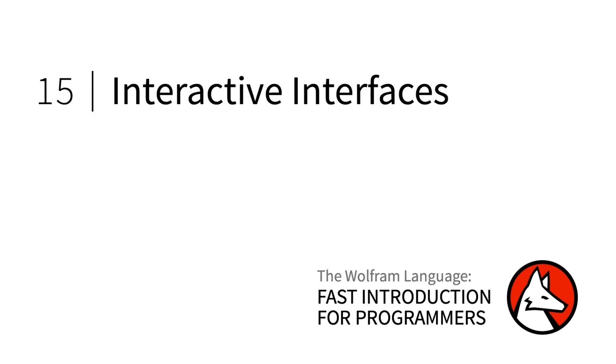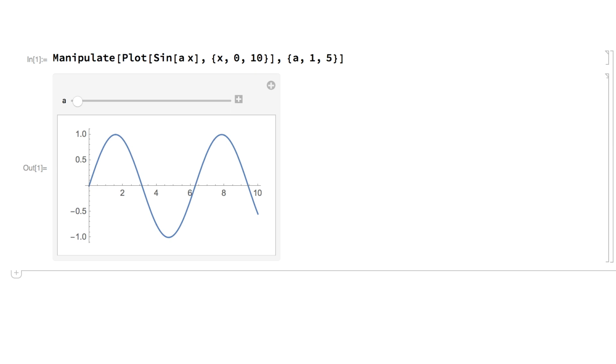This section is about setting up programs that have interactive interfaces with interactive controls like buttons and sliders for controlling the program. An easy way to get a complete interactive program is with the Manipulate function. For example, this uses the Manipulate function to create a program with a slider for controlling a parameter in a plot.